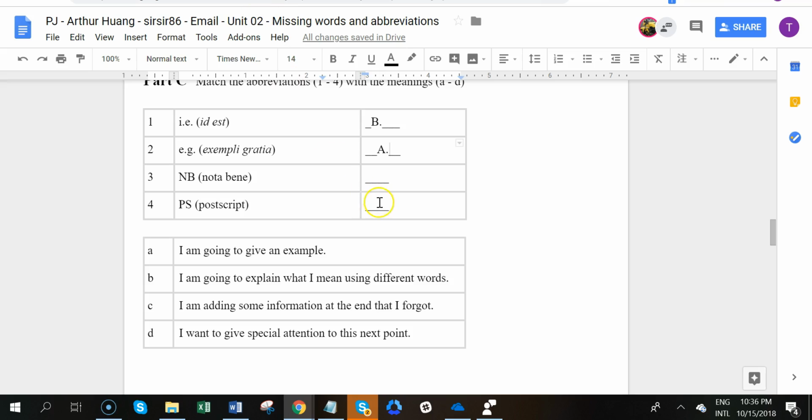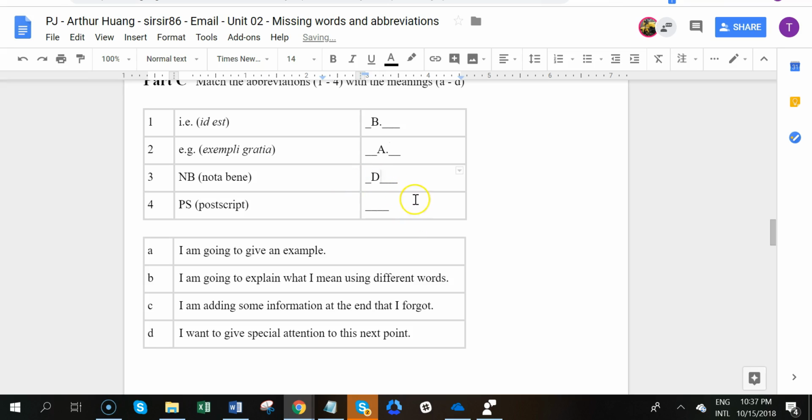How about number 3? NB. Nota bene. Yes, nota bene. Can you say it? Nota bene. Okay. Yes, it sounds like Spanish. So what do you think is the answer? Is it C or D? I think it is D. Yes, it is D.